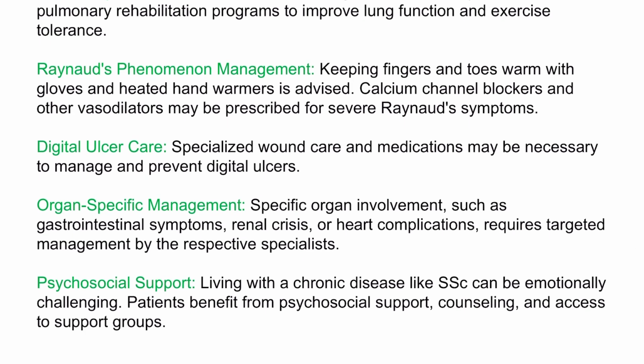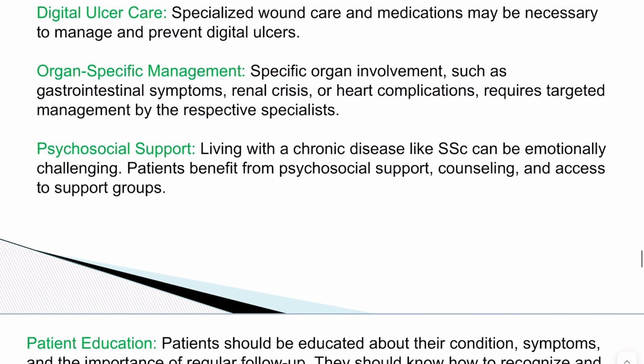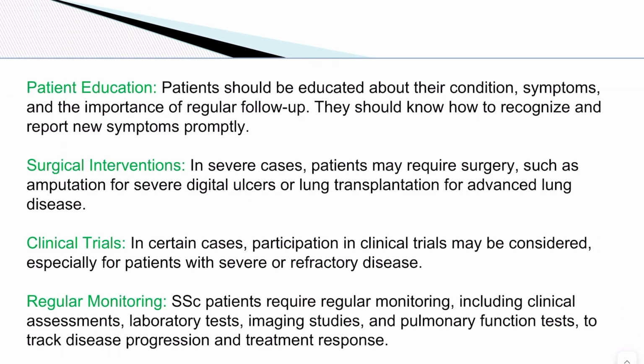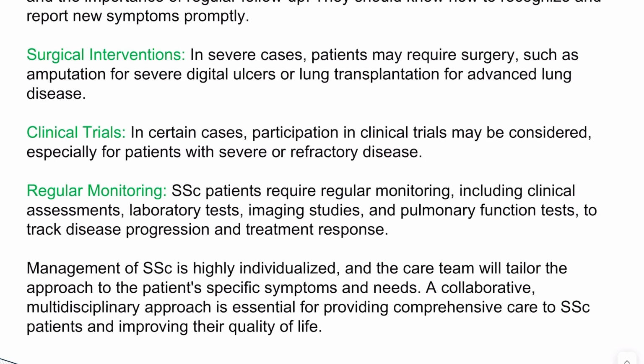Organ-specific management, like GI, renal crisis or heart complications, requires targeted management by the respective specialties, and patients do need some psychological support because living with chronic conditions can be emotionally challenging. So patients benefit from psychosocial support, counseling and access to support groups. Patient education: patients should be educated about their conditions, symptoms and the importance of regular follow-up. And surgical intervention is needed in some cases, such as amputation for severe digital ulcers or lung transplantation for advanced lung disease. In certain cases, participation in clinical trials may be considered.